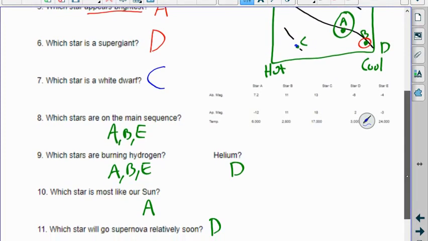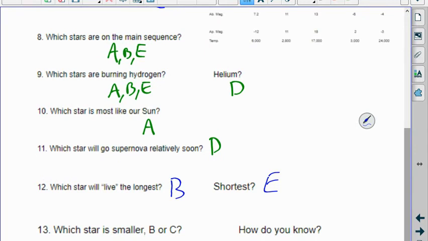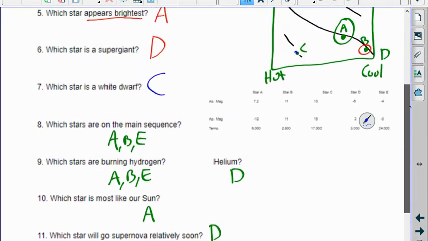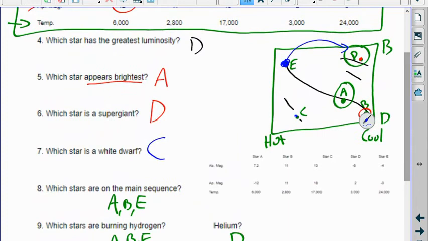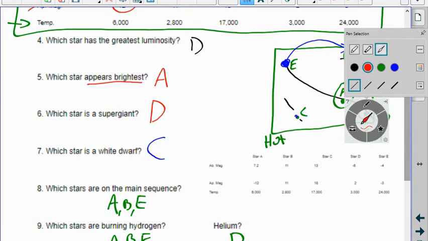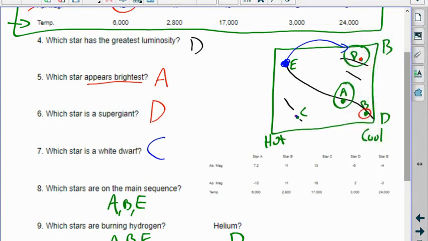Thank you. All right. Which star is smaller, B or C? This is a hard question. So B is right here, and C is right there. Does anyone have an idea of why is that doing that? Which one of those two? Give a stamp to the person that can explain why.